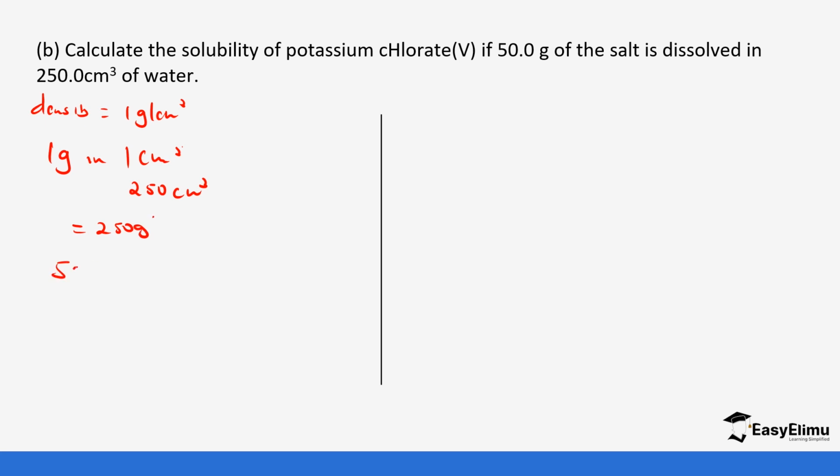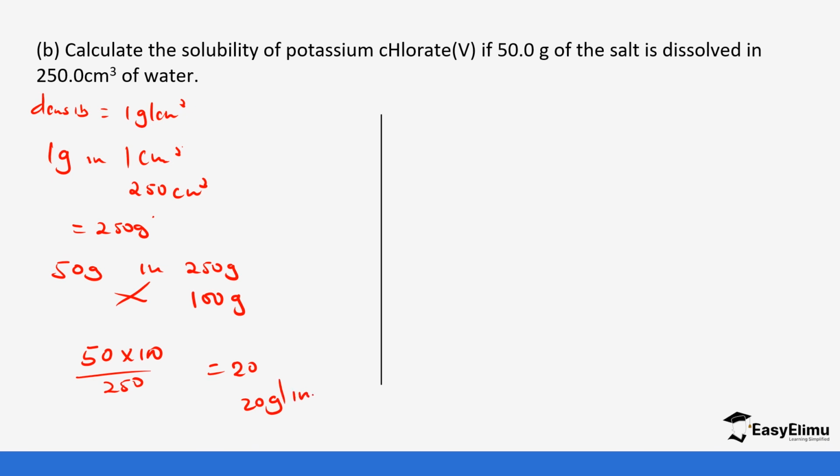So if 50 grams of the potassium chloride dissolves in 250 grams of water, what about in 100 grams, because that's what we want. You cross multiply, which will give you 50 times 100 divided by 250, which gives you 20. So this is 20 grams per 100 grams of water.